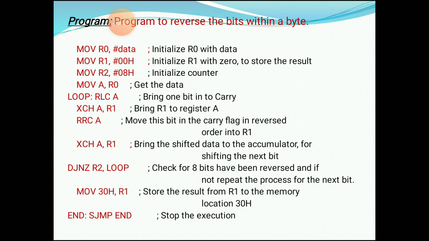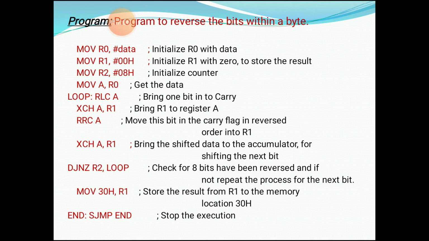Here the data byte is copied to register R0, that is MOV R0, data. Now initialize R1 with 00H. Now R2 is assigned 08, which is the count value. MOV A, R0: get the data from register R0 and copy it to the accumulator, and use the instruction RLC A. This instruction performs the rotate left through carry operation.